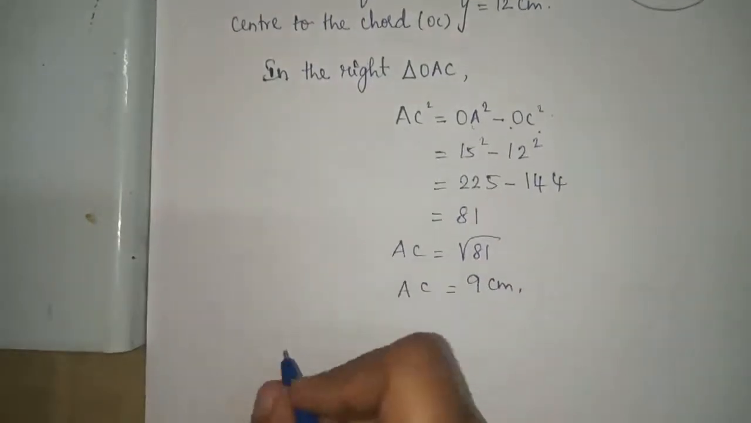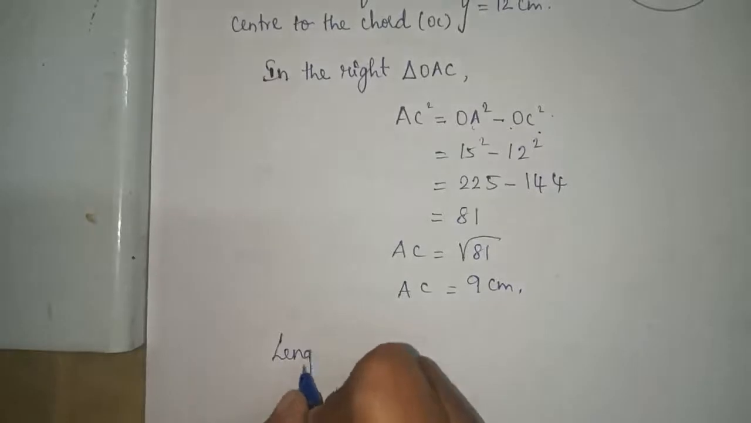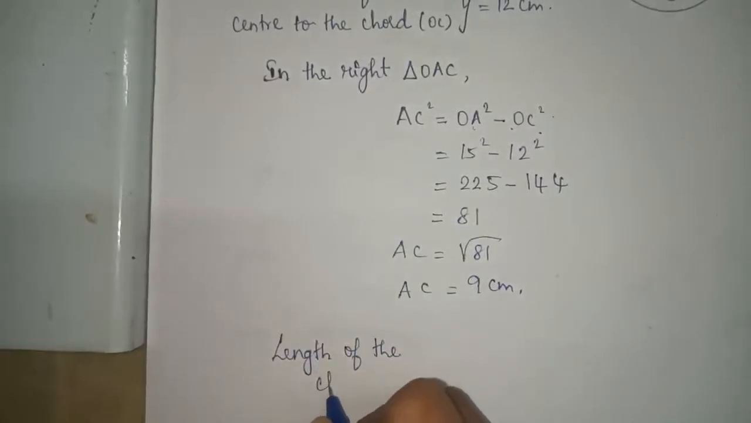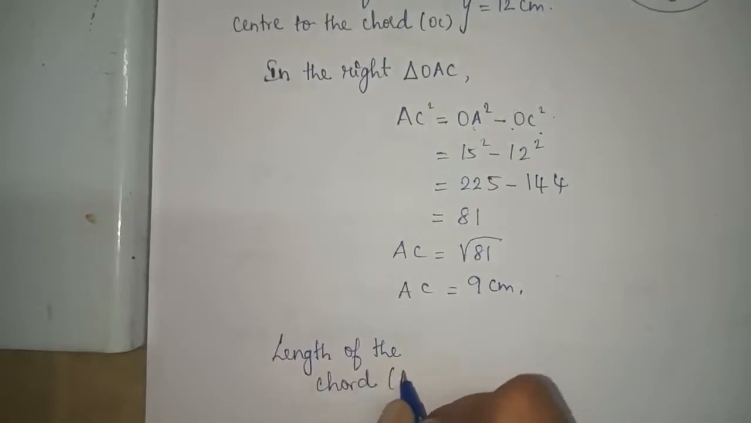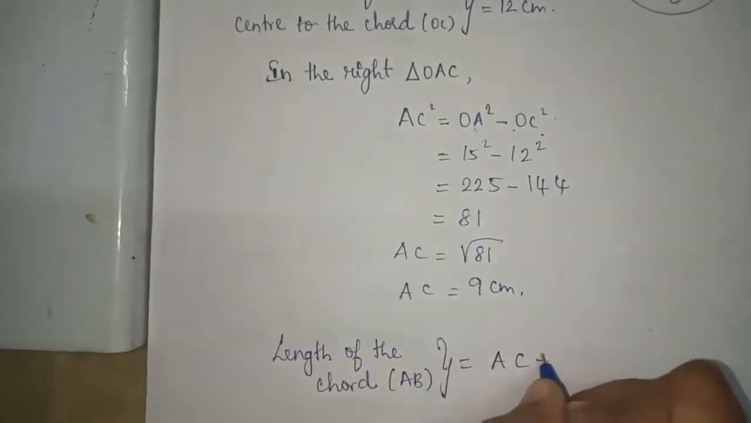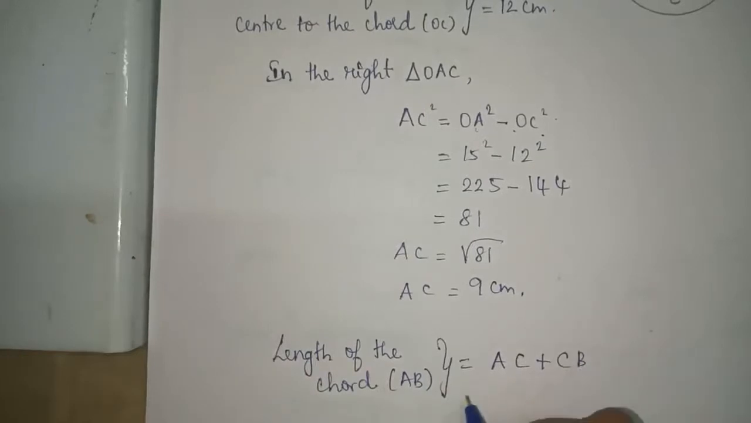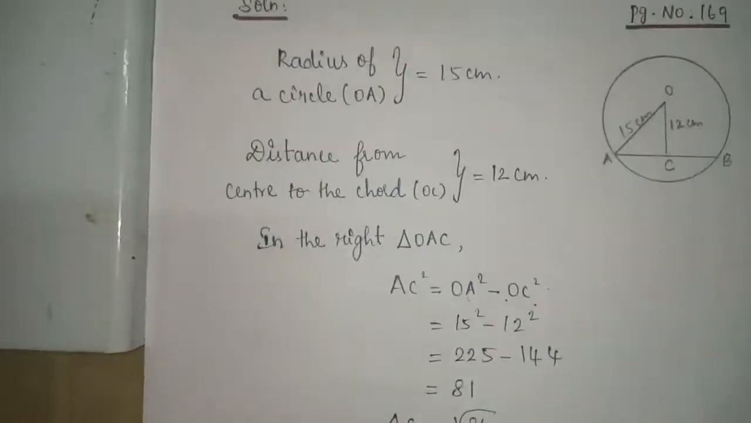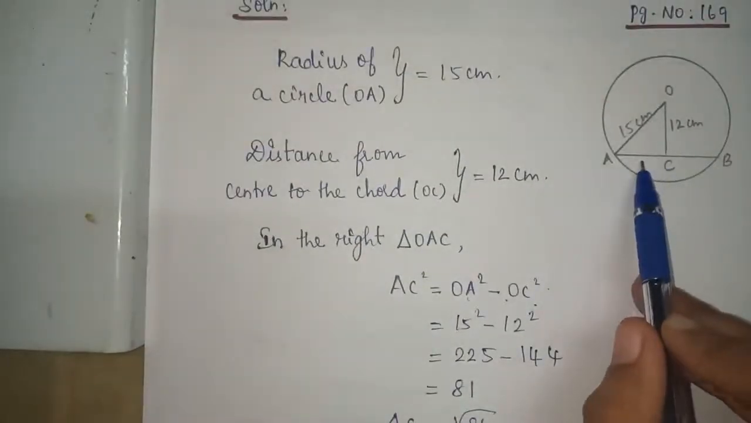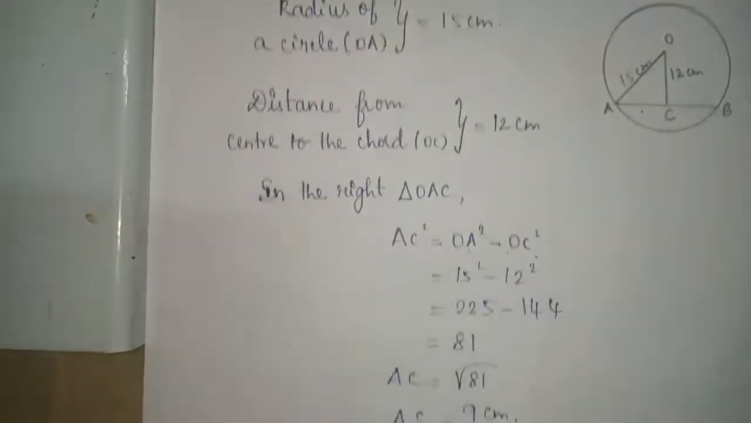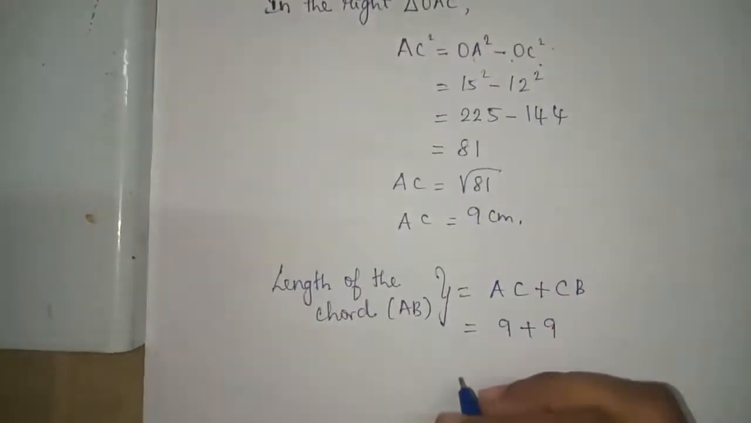Then you have to find the length of the chord. So the length of the chord AB is equal to AC plus CB, which is equal to 9 plus 9, because now we found AC is equal to 9. So AC plus CB is the length of the chord. So 9 plus 9, you get 18 centimeter.